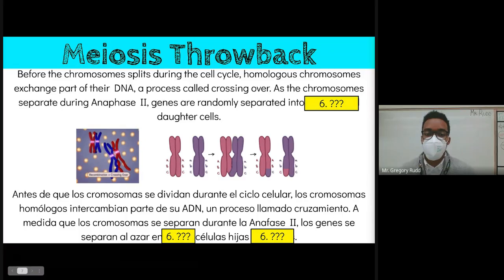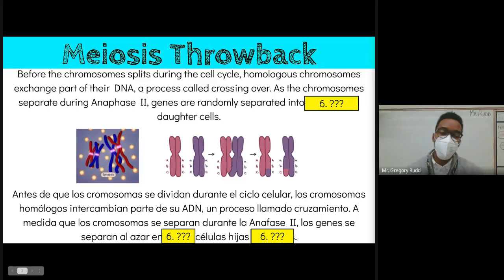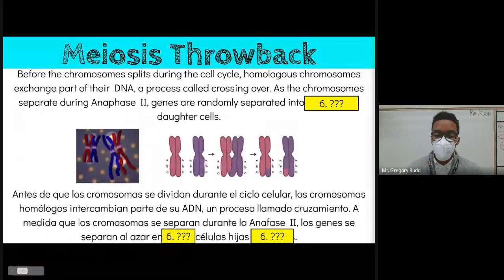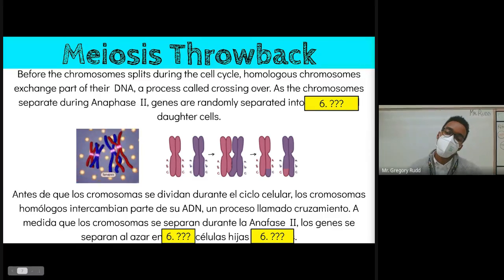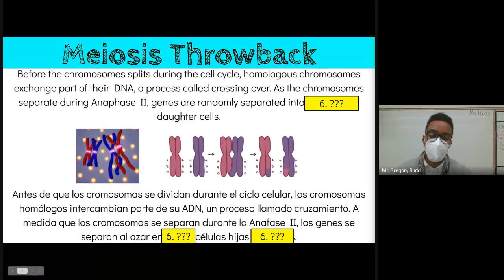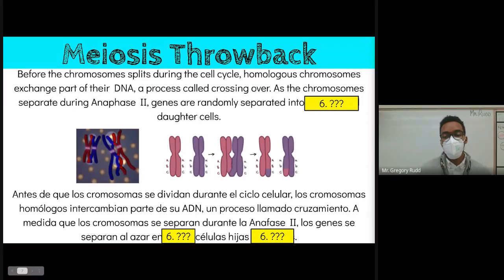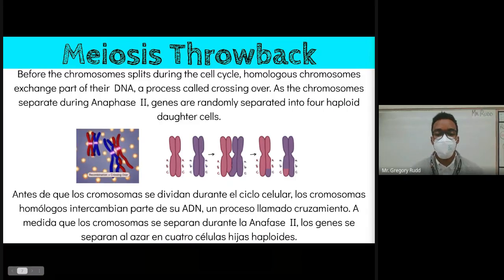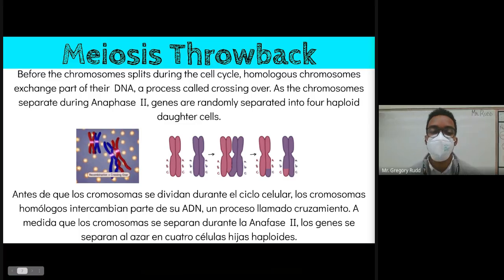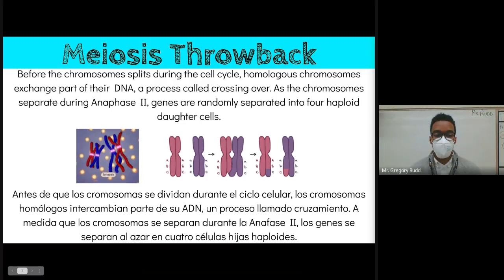The second sentence says, as the chromosomes separate during anaphase 2, genes are randomly separated into how many daughter cells? 4, excellent. And are they identical or are they unique? They're unique, good. So genes are randomly separated into 4 unique daughter cells. Oh, I thought it was going to say unique. It says haploid. Forgive me. Okay, I'm leaving this up for a little bit just in case anybody wants to capture some of this information.